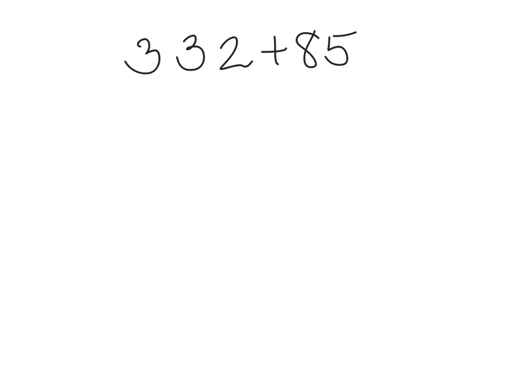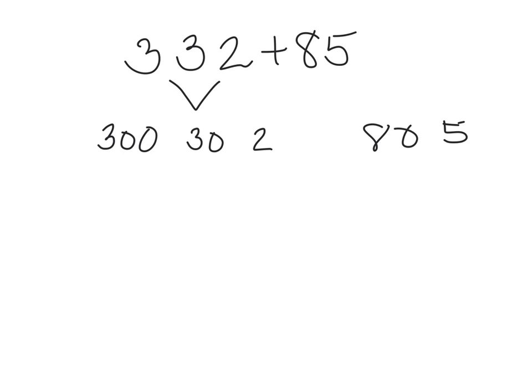Okay, we're going to add a more complicated number. We're adding 332, and I'm going to think about it as 330 and 2 and 85. Now all I've done is I've decomposed those numbers. And you'll notice, I don't even have plus signs between them. It's expanded form right now. This is how we traditionally would decompose these numbers.